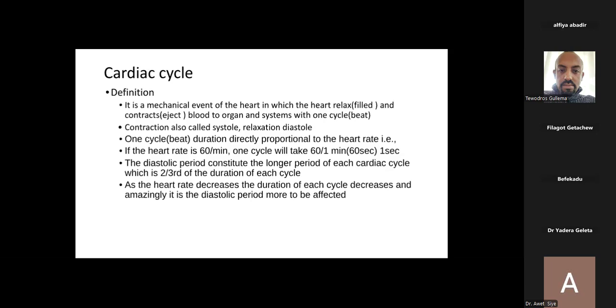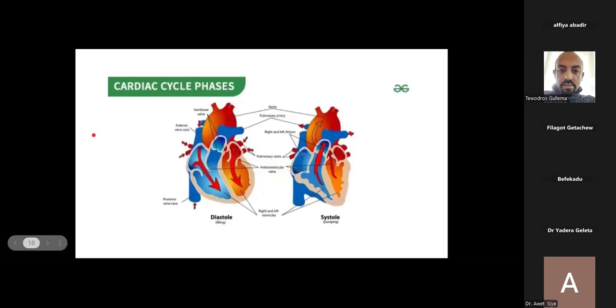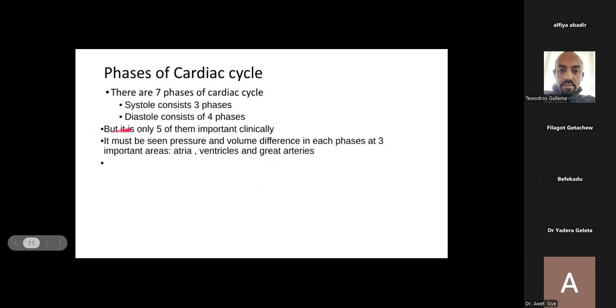Now let's see each cardiac cycle. Phases of the cardiac cycle. As we said earlier, there is filling and ejection, pumping and filling, right? Clinically, there are normally 7 phases of the cardiac cycle, both systole and diastole. For clinical application only 5 of the phases are very important, but systole has 3 phases and diastole has 4 phases. Let's see each of them.